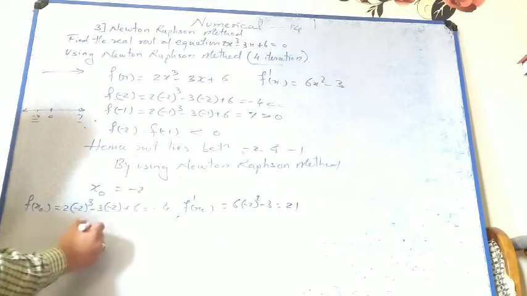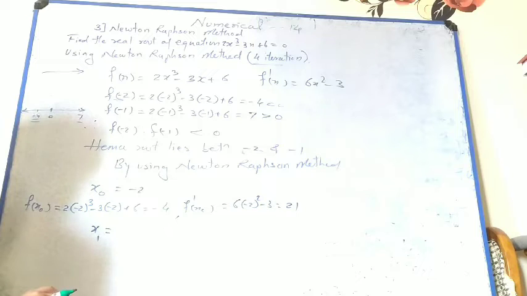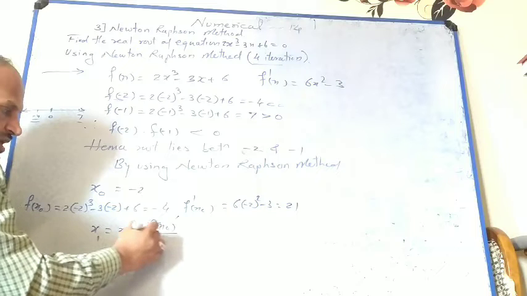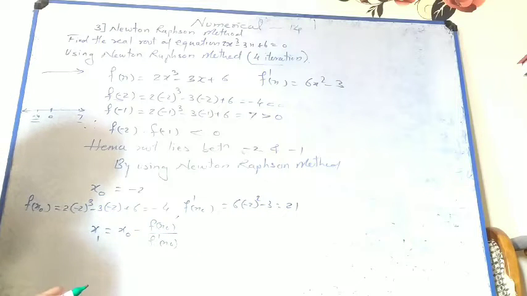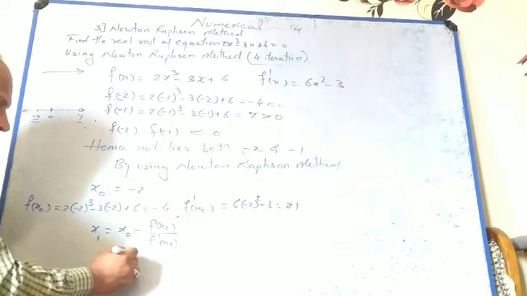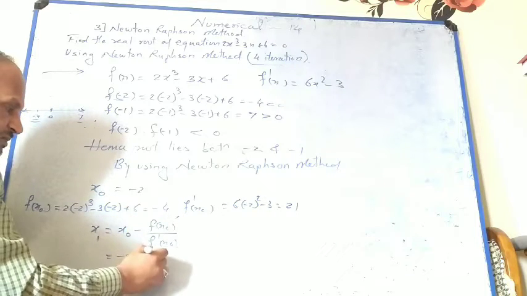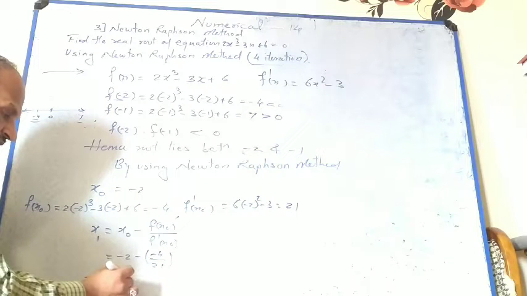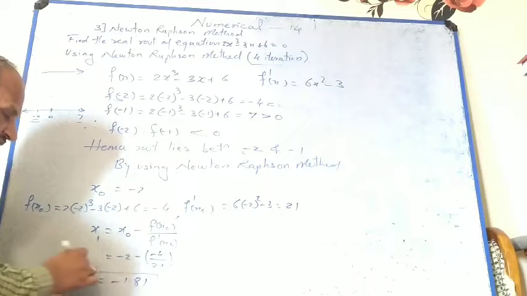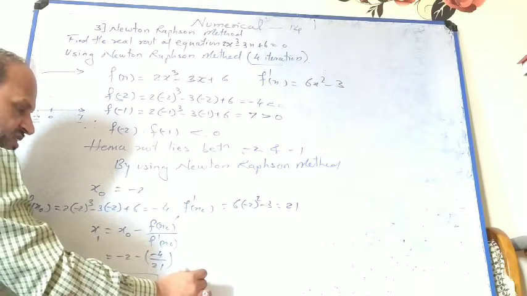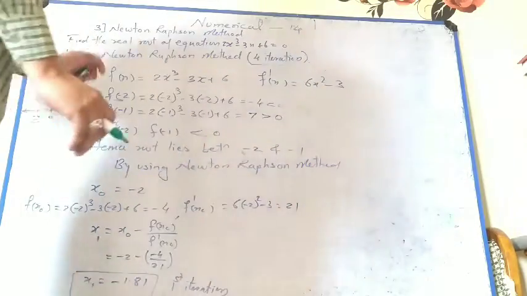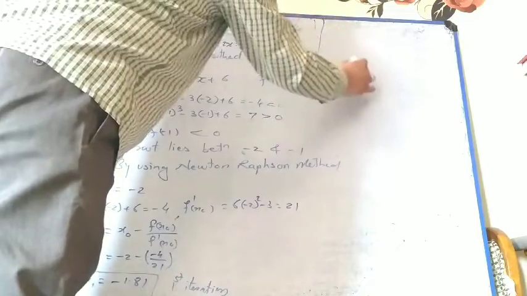Then by the Newton-Raphson method, if you want to find the first iteration, the formula is x0 minus f of x0 upon f dash x0. This is the formula. Substitute the value: -2 minus (-4) upon 21. So this x1 comes out to be -1.81. This is called the first iteration or first approximation. Then in a similar fashion, we'll find the next approximation.